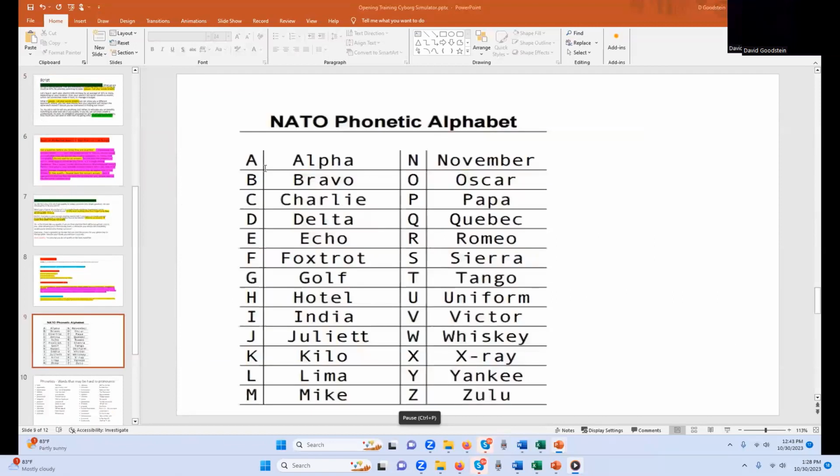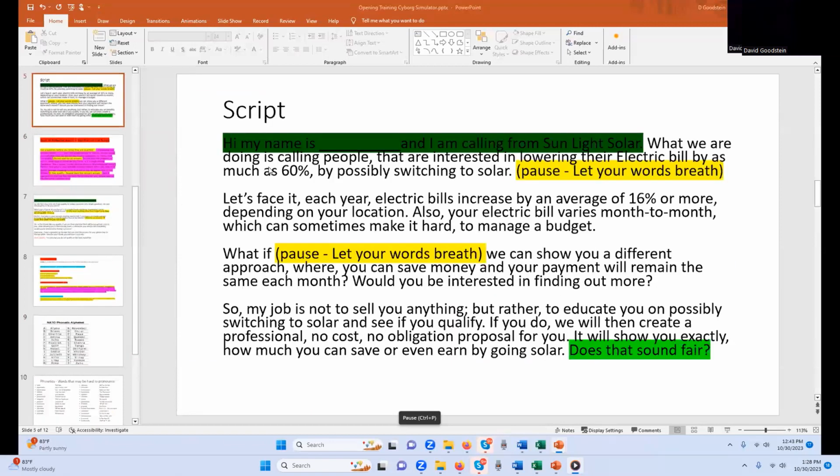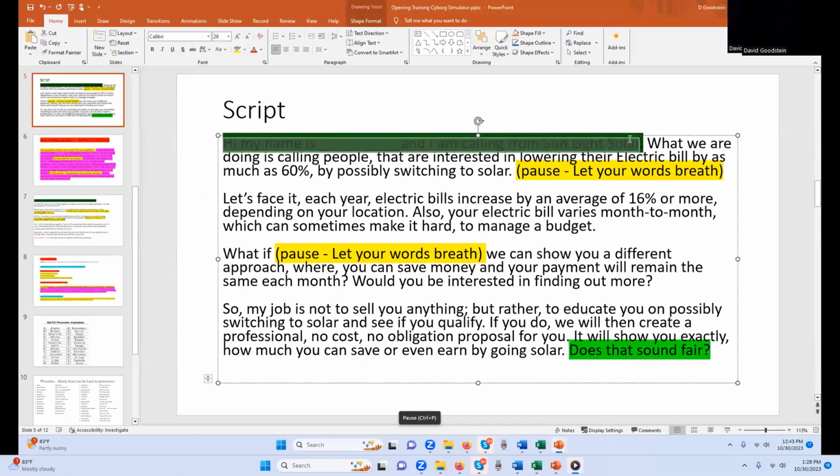So let's start with this. You'll notice the first sentence is in dark green. I want you to speed through it as per the directions. Hi, my name's David and I'm calling from Sunlight Solar. It's not important what your name is, and it's not important what the name of the company is. But for legal reasons, you have to say it. So we just want to blow right through it.